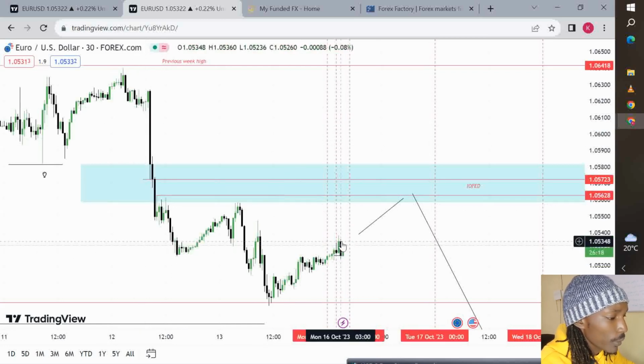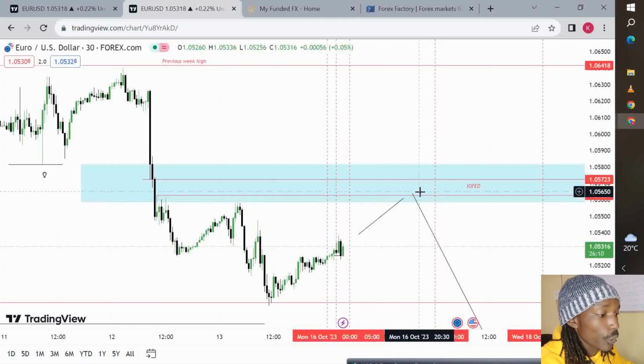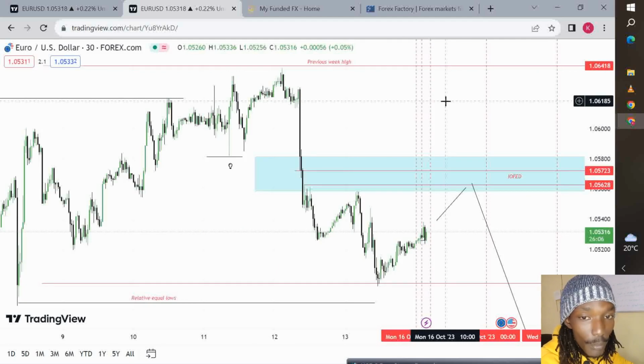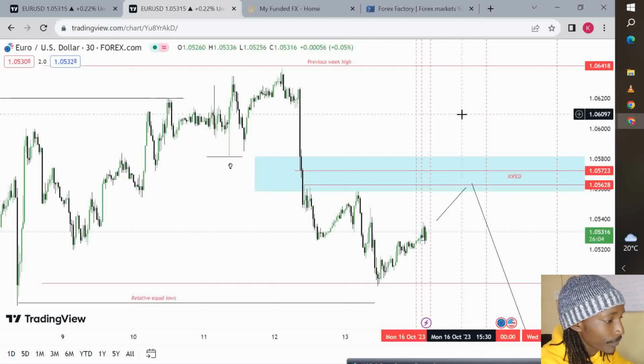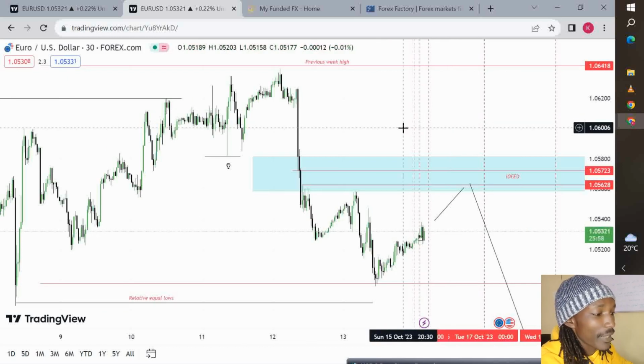So what I'll do is anticipate for the London session to create its Judas swing. Then I will go inside and look for short opportunities for this pair Euro USD. I'll be risking 1%, targeting 3%. And once we get what we are here to do, we close the charts until we get another opportunity.